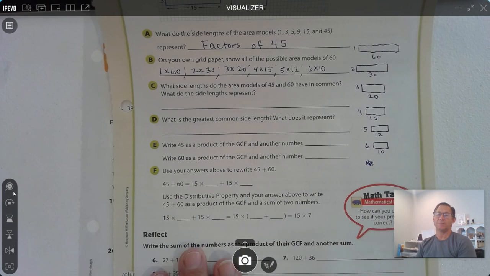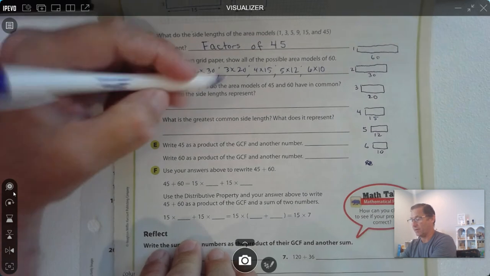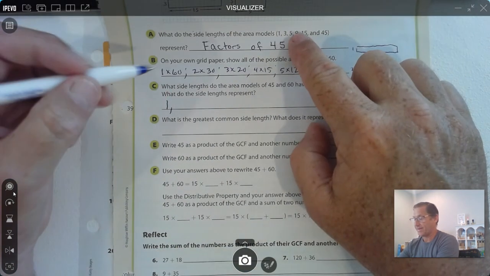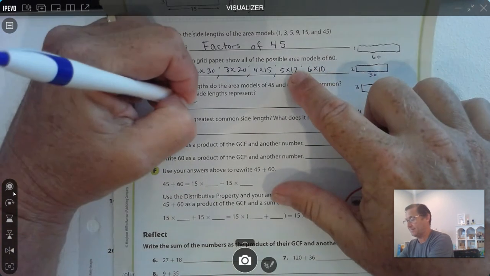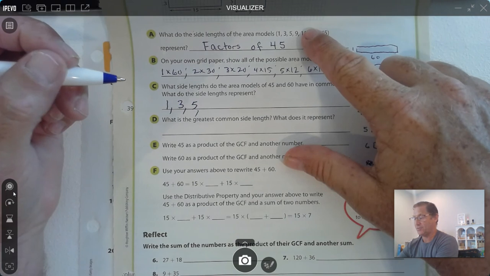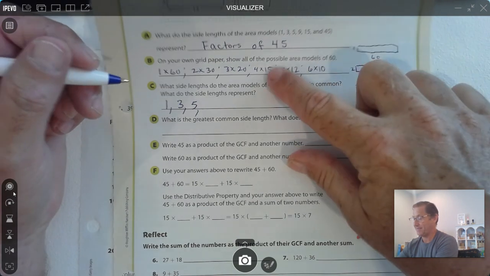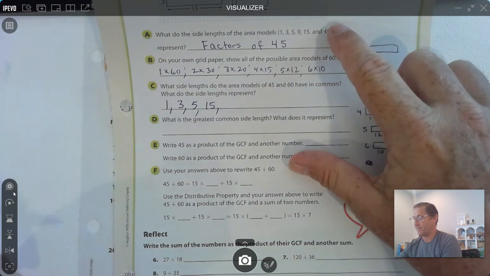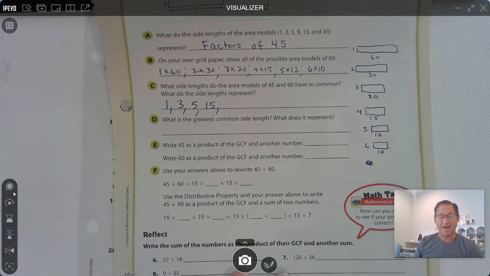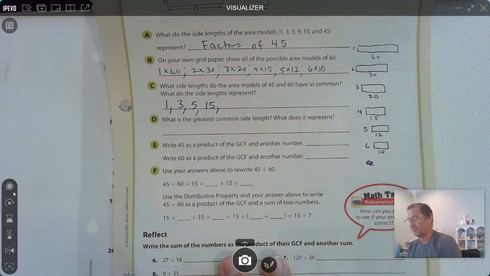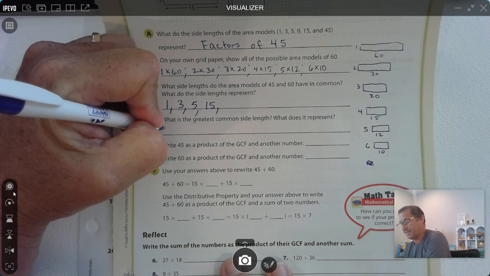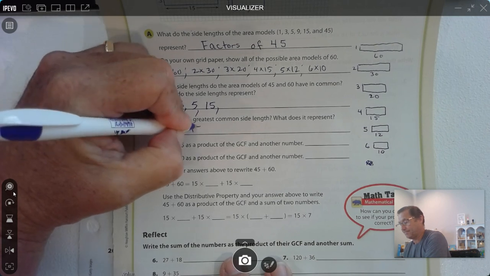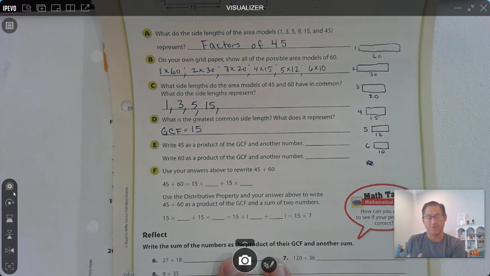So what side lengths are in common to 45 and 60? Well, they both have 1 in common. 3, yes, they both have 3 in common. 5, yes. 9, no. 15? Yes. 45? No. So 1, 3, 5, and 15 are the common factors of 45 and 60. What's the greatest common length? Well, 15. What does that represent? The greatest common factor.